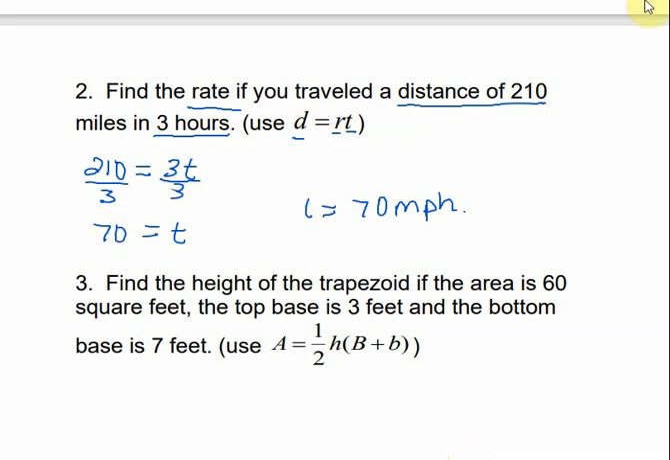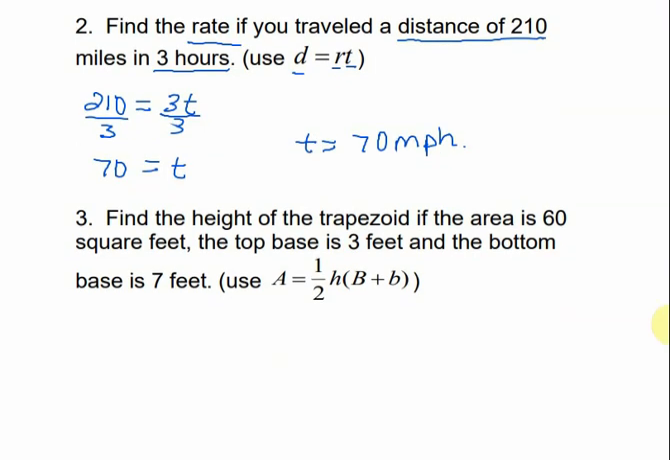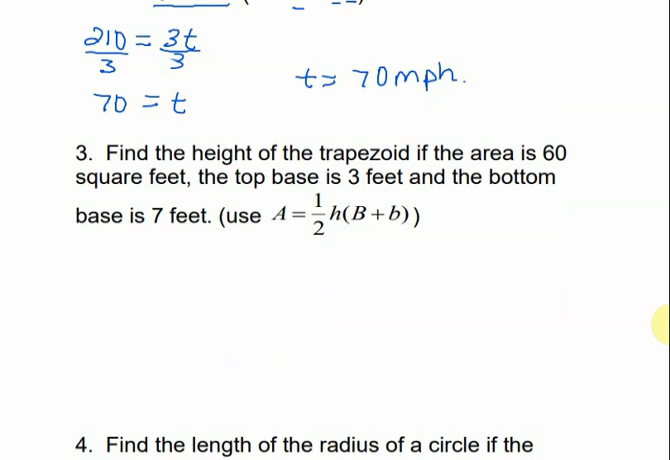All right. For number 3, find the height of the trapezoid if the area is 60 square feet, the top base is 3 feet, and the bottom base is 7 feet. Use A equals 1/2 H times (B plus B). If you don't remember what a trapezoid looks like, it looks something like this. And the bases would be, like this would be the top base and the bottom base, and of course they're different, so that's why we have 2 different kinds of B's.